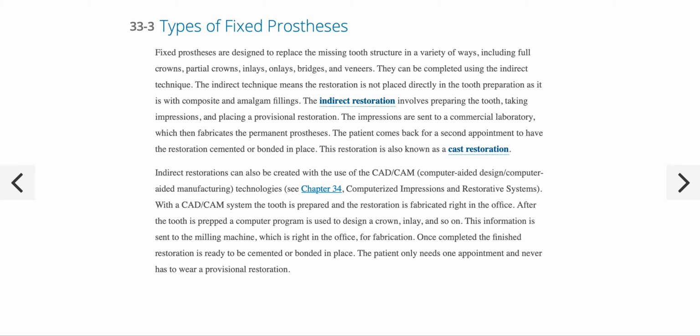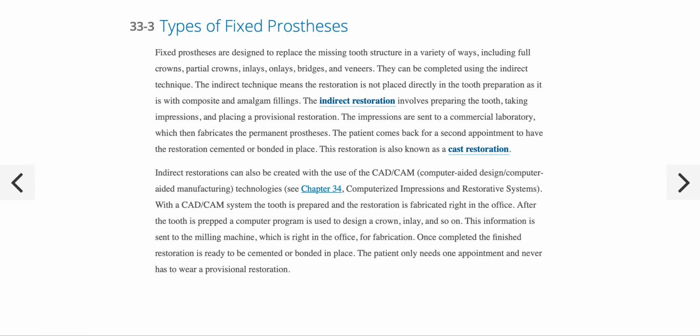The indirect technique means the restoration is not placed directly in the tooth preparation as it is with composite and amalgam fillings. The indirect restoration involves preparing the tooth, taking impressions, and placing a provisional restoration. The impressions are sent to a commercial laboratory, which then fabricates the permanent prostheses. The patient comes back for a second appointment to have the restoration cemented or bonded in place.